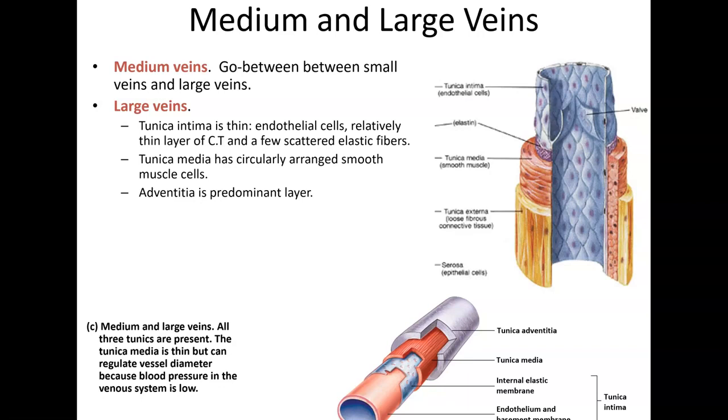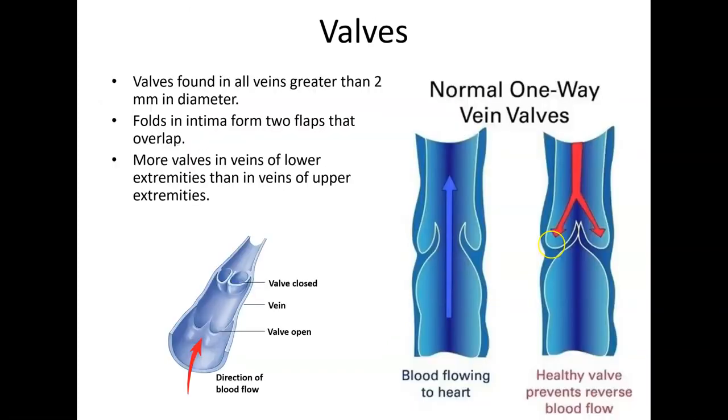And our large veins, we'll see that the tunica intima is thin, but we have our endothelial cells, a thin layer of connective tissue, and some elastic fibers as well. The tunica media will have those circularly arranged smooth muscle cells, and our adventitia is going to be our predominant layer, nice and thick here.